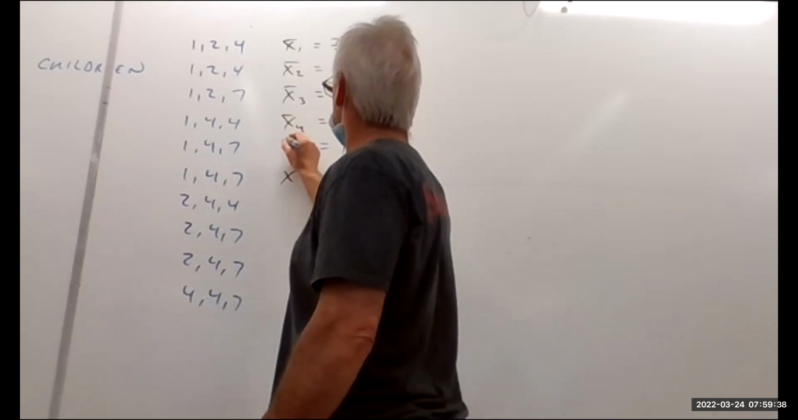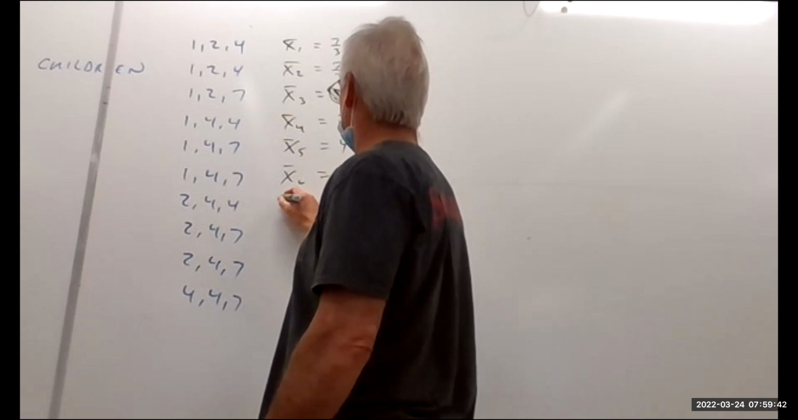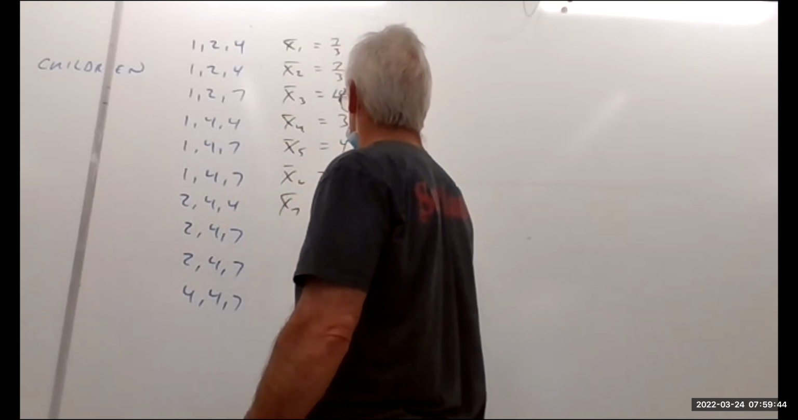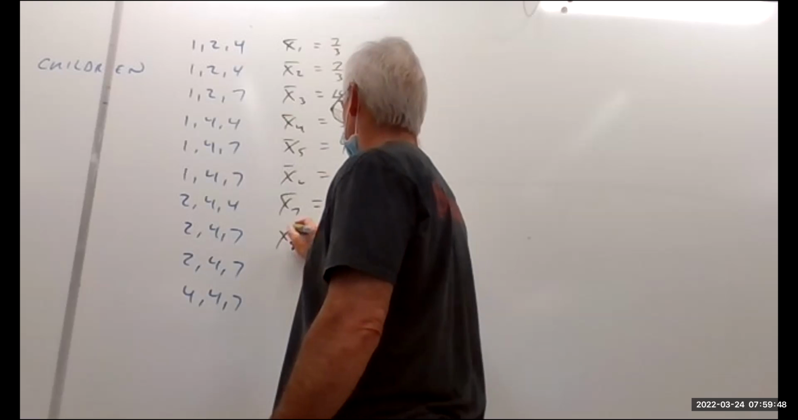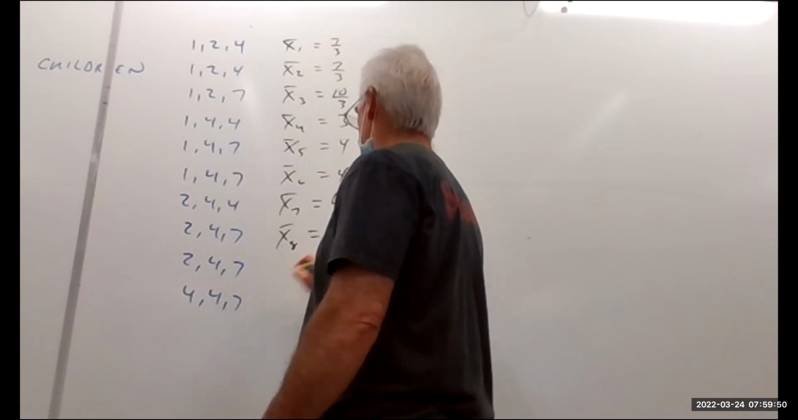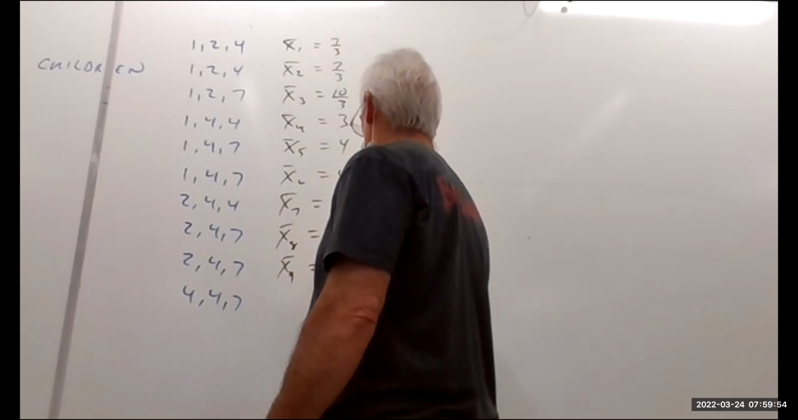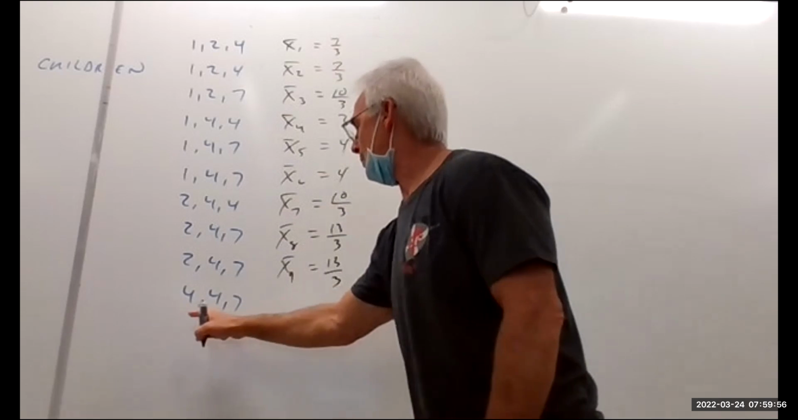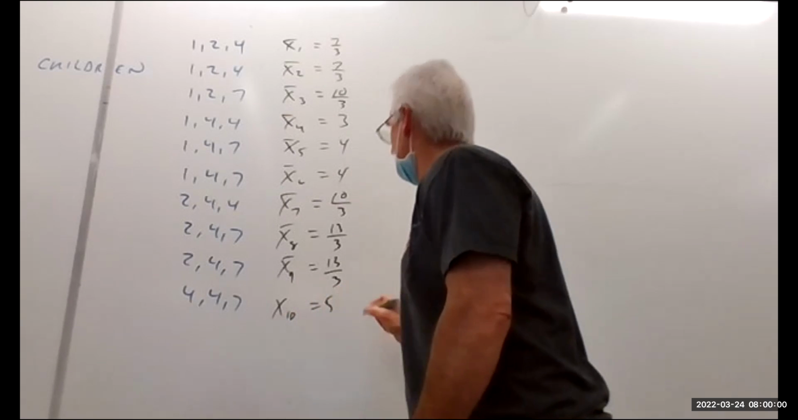This is also going to be 4. 2 plus 4 plus 4 is 10, so this sample mean is 10 thirds. 2 plus 4 plus 7 is 13, so this one's 13 thirds. 2 plus 4 plus 7 again, that's 13 thirds. And my last sample mean, 4 plus 4 plus 7, is 15 thirds or 5.